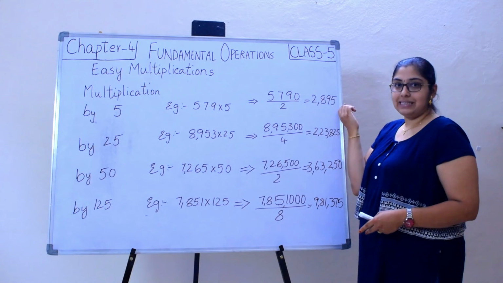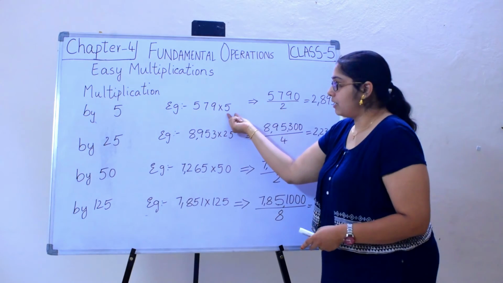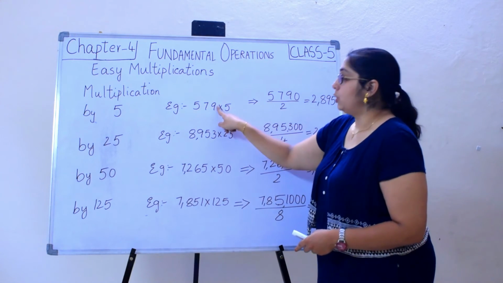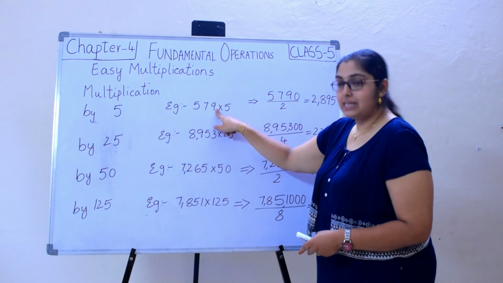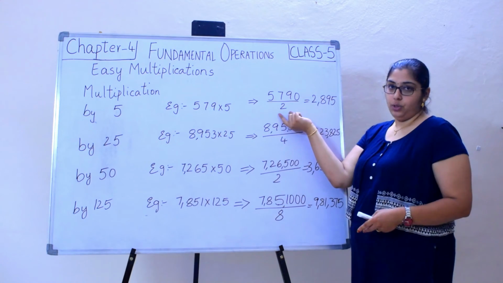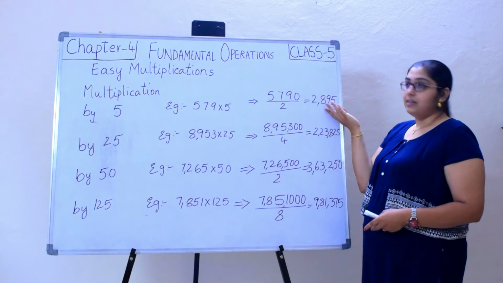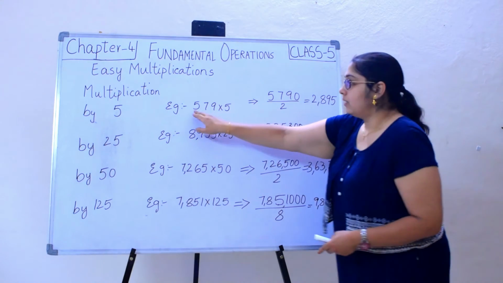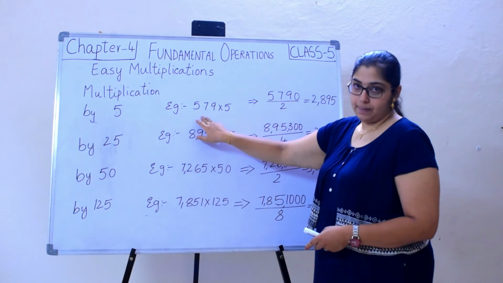See children how easy it is? Whenever you are multiplying with 5, I repeat again, you need to add 0 to the number which is given, then divide it by 2. Okay, then you will get the answer. This answer is nothing but the product of these both numbers.